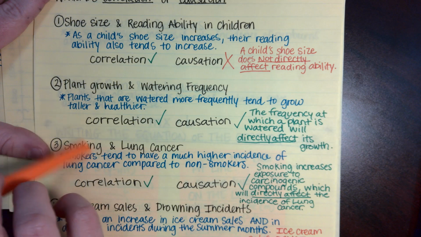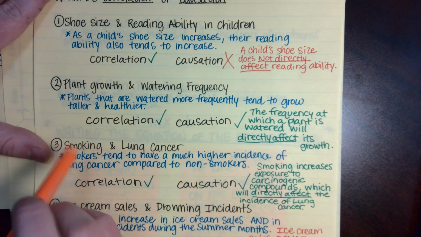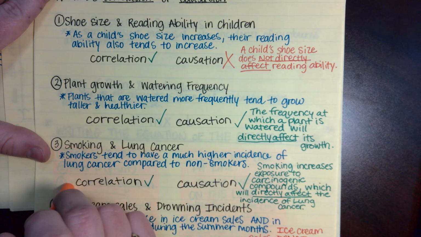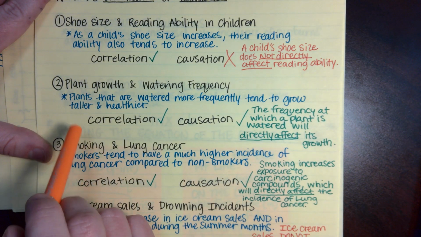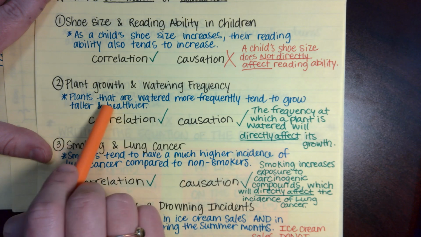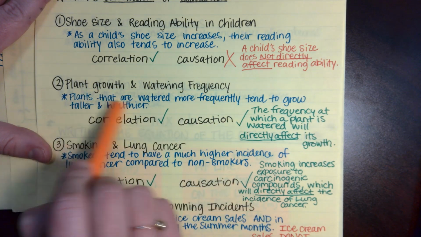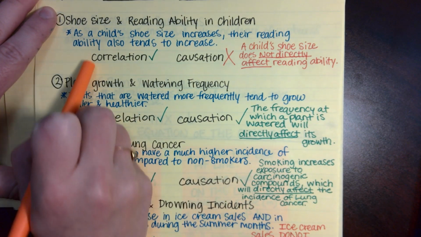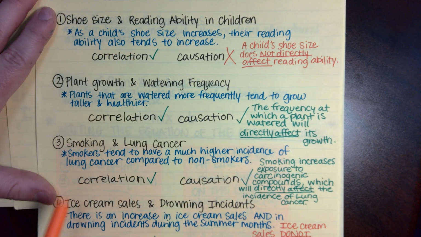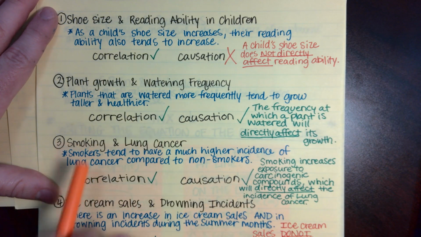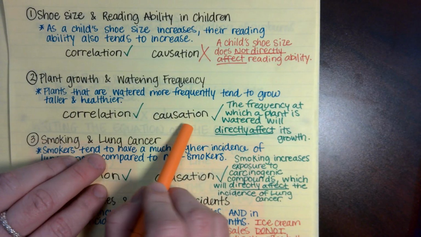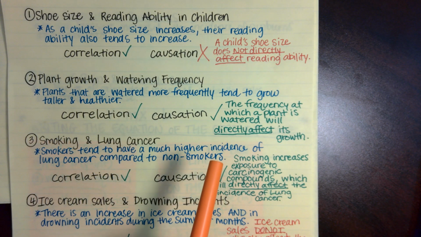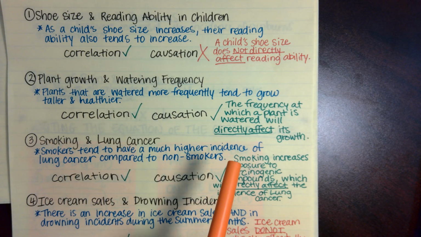So somebody did a study on plants, and we're just going to assume that this is a type of plant that watering is beneficial. We can't overwater it. We're just going to keep this simple, okay? So somebody said that plants that are watered more frequently tend to grow taller and healthier, okay? On the graph, we would show that as water increases, the plant growth and health increases, so there's an obvious correlation. Now, to know if it's causation, we just need to ask ourselves, does the amount of water I give the plant directly affect its growth?